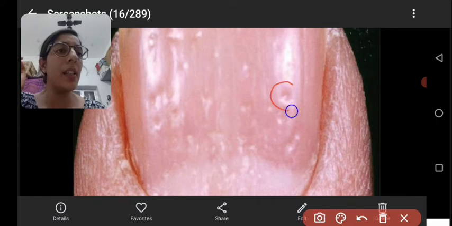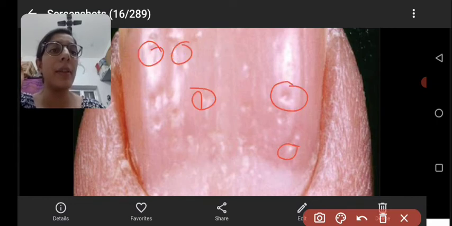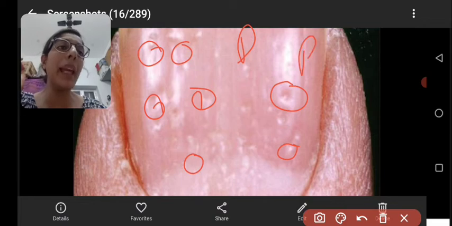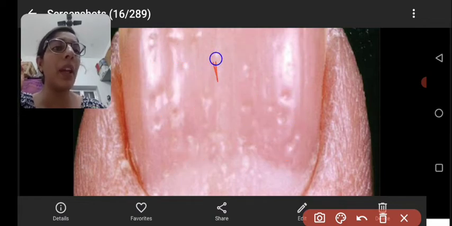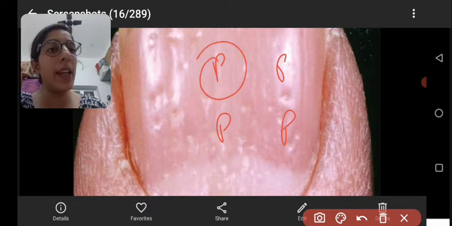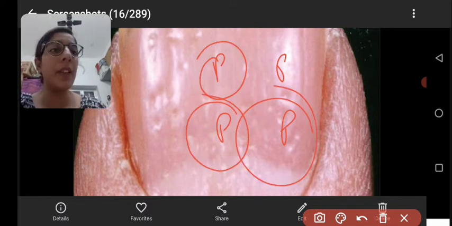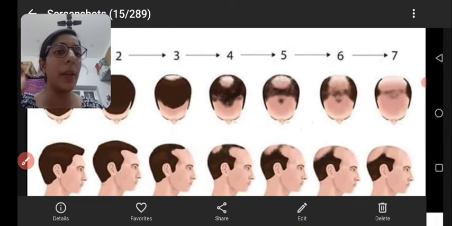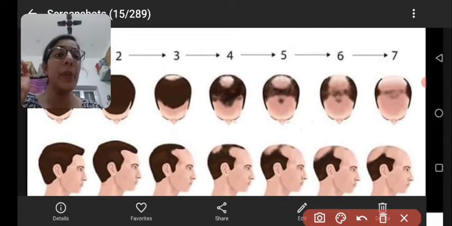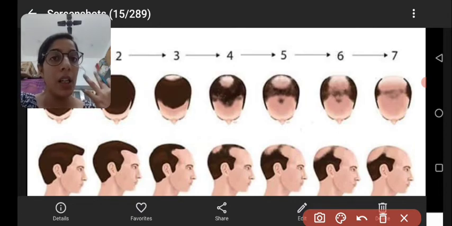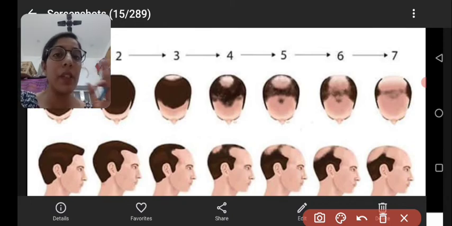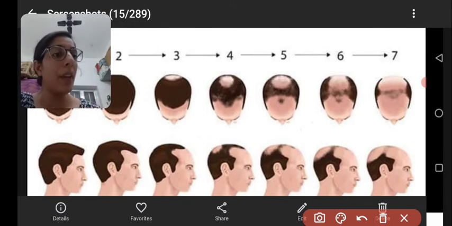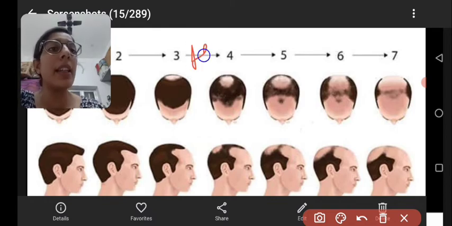Here you see this. There is irregular pitting of the nails. Okay, irregular pitting. P P P and one more P. Psoriasis, pterygium, pitting of the nails, and one more P is... Recall it yourself. Okay, I'll leave a little for you people. Here you see this is alopecia and male pattern baldness. For male pattern baldness, the staging that is used is known as the Norwood-Hamilton staging.